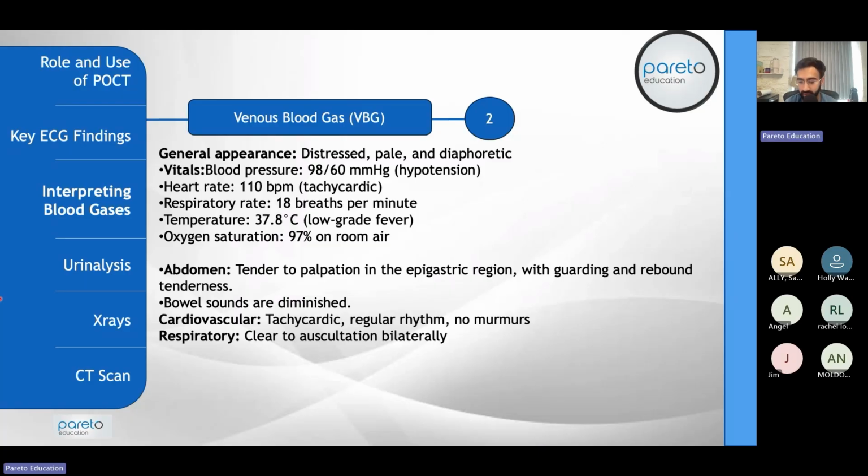Perforated ulcer? Could be, yeah. Could be a perforated ulcer. Anything else that might cause epigastric pain that's really bad with low blood pressures? Pancreatitis, yeah, I would agree. That's also a strong differential here.